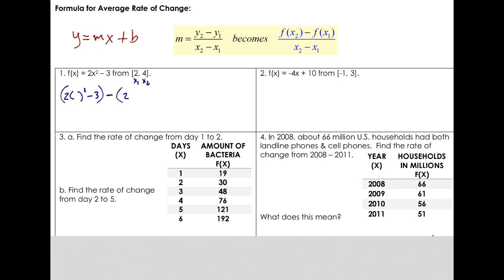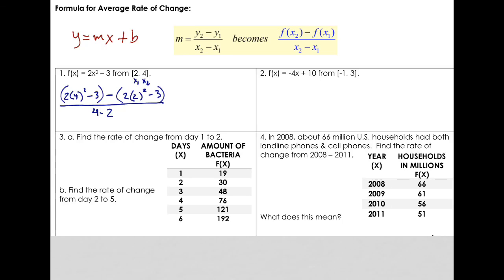The same thing. Two parentheses for x squared minus 3. So the first one says to plug in x2. There's x2, so we'll go down and plug in the 4. The second one says plug in x1. That's x1, so we'll plug in x1, which is 2. Now that's all on the top of the fraction. Then it says just put x2 minus x1 on the bottom. So x2 minus x1.